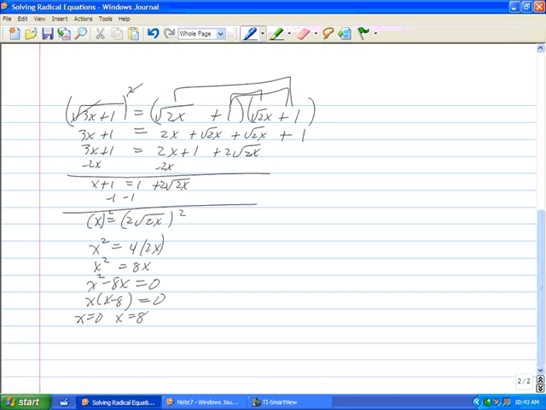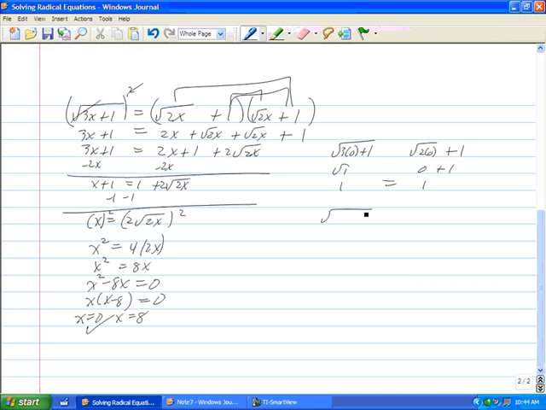Of course, both have to be checked. Plugging in the 0 first, square root of 3 times 0 plus 1, square root of 1 is 1. And then plugging in the other 0, square root of 2 times 0 plus 1 is 0 plus 1, which is 1. So the 0 checks.